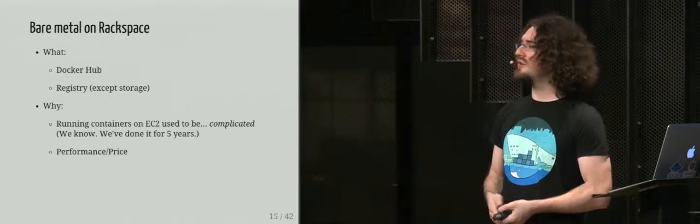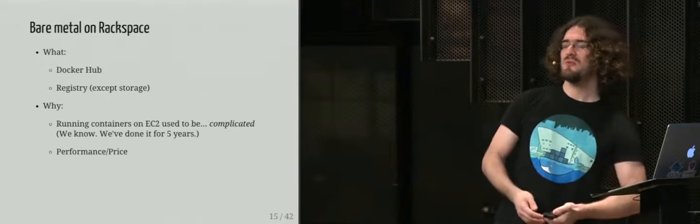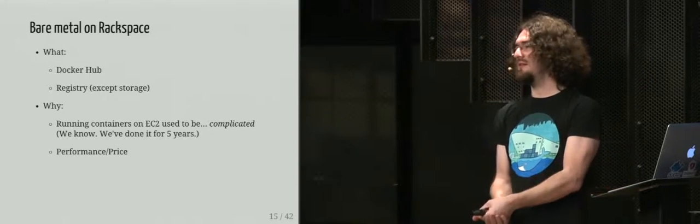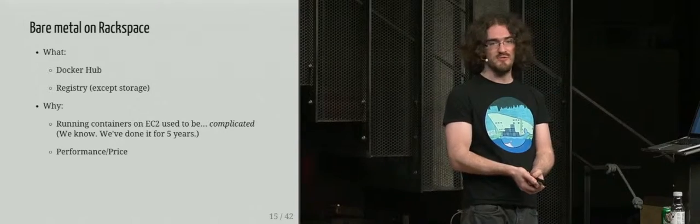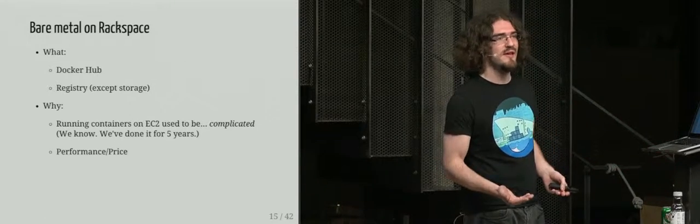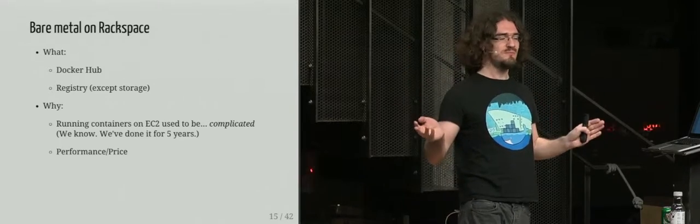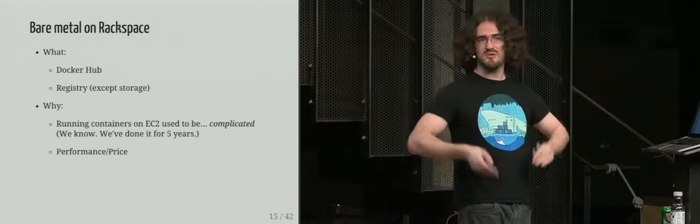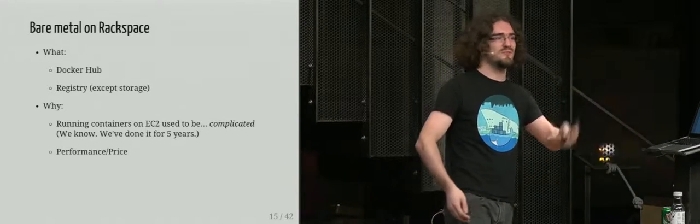So why do we run on physical machines? Isn't that so like the 90s? The reason is that when we started to do that, running containers on EC2 was complicated. We know because we've been doing that for 5 years at dotCloud, and I don't have white hair, but that's probably because of some genetic alteration, because honestly, after running containers on EC2 for 5 years, I thought that I would kill myself at least a few hundred times.